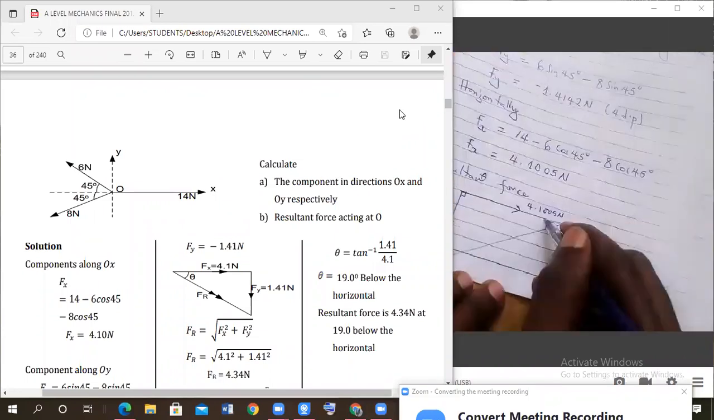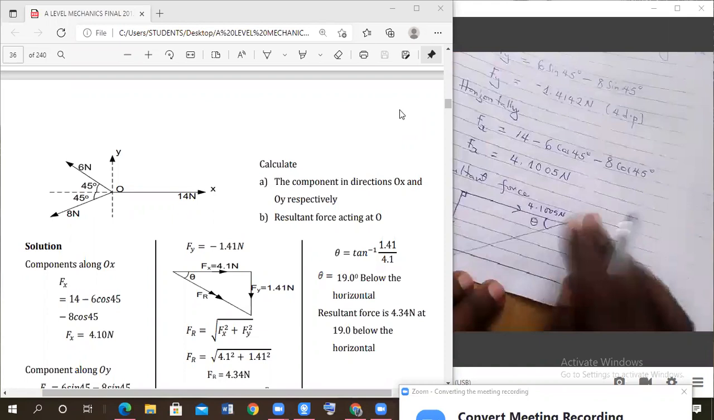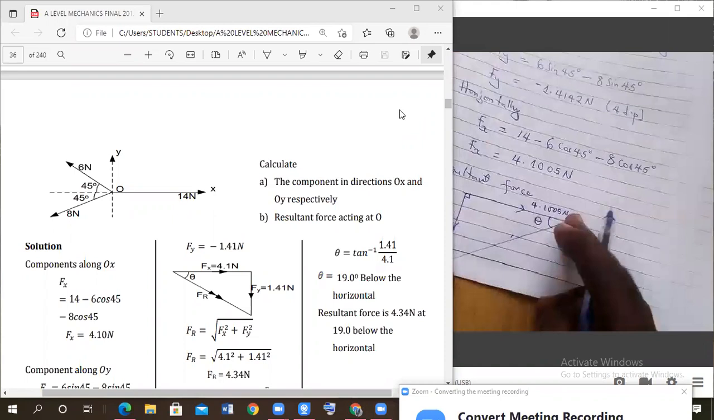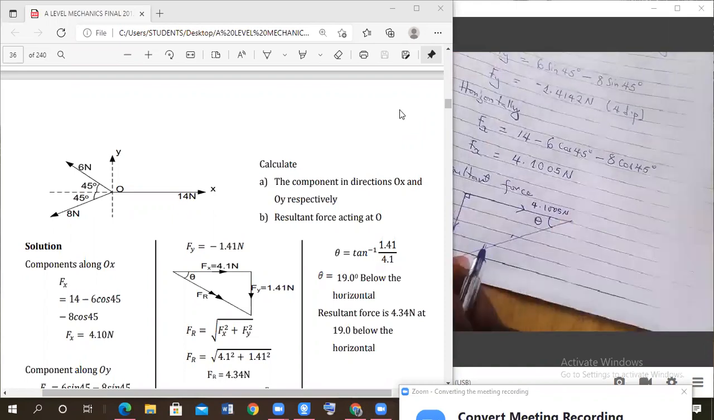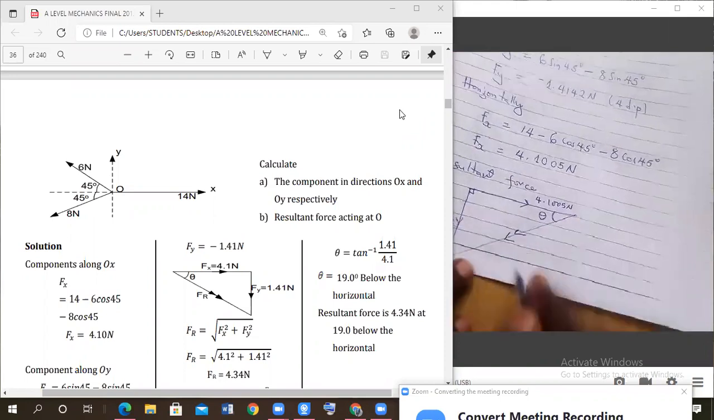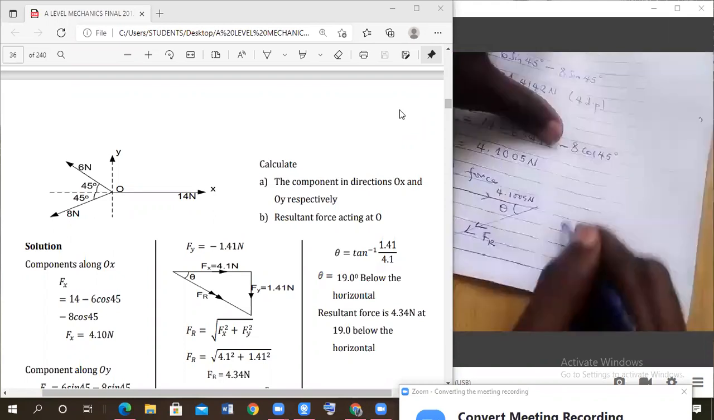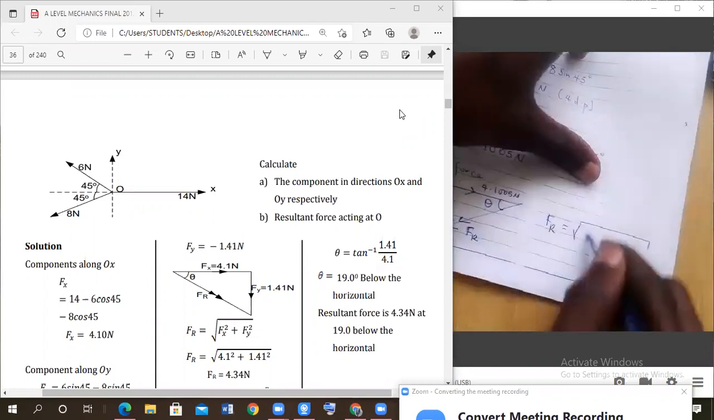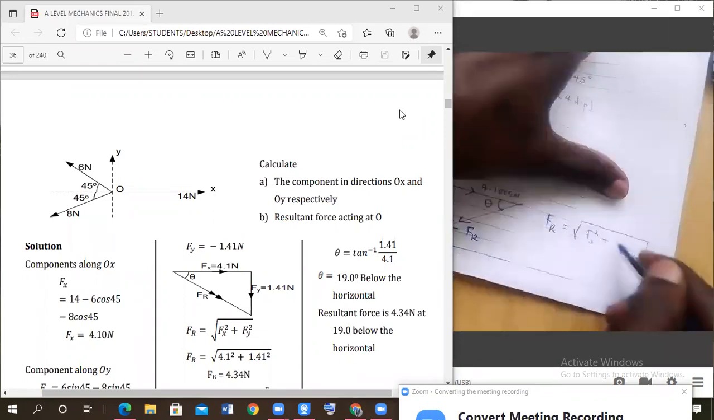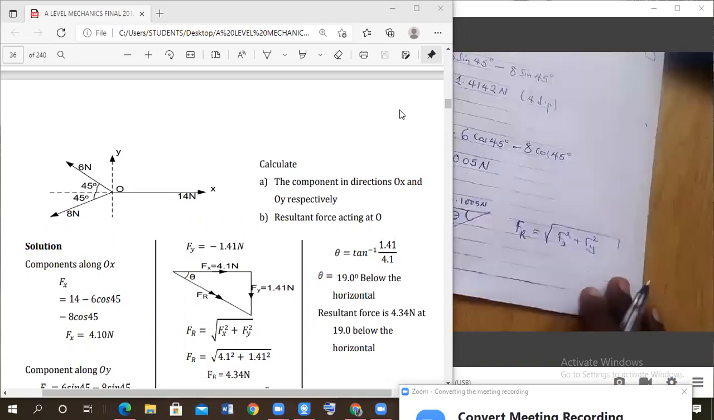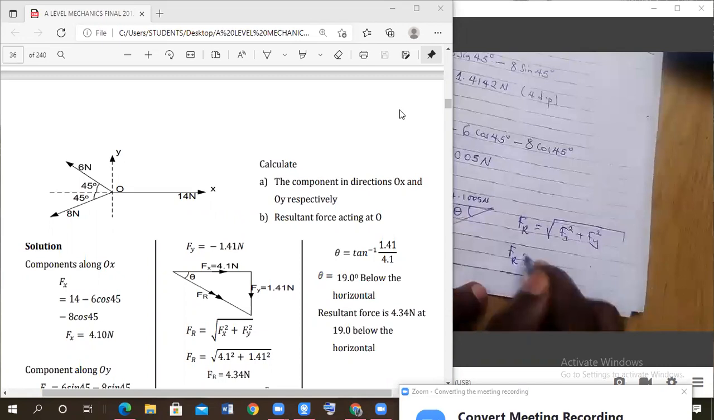The direction of the resultant will be here. Which direction will it take, members? Going to be like this. Good. The resultant F is equal to the square root of Fx squared plus Fy squared.